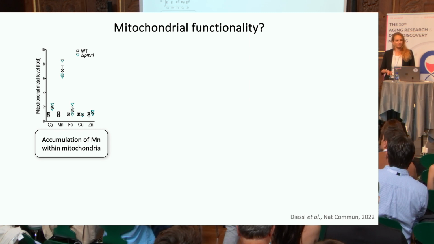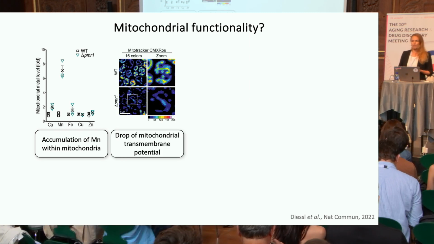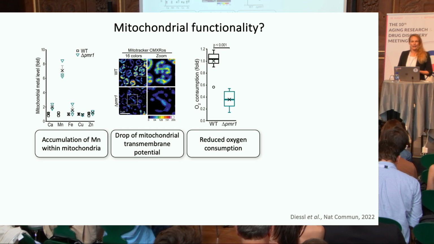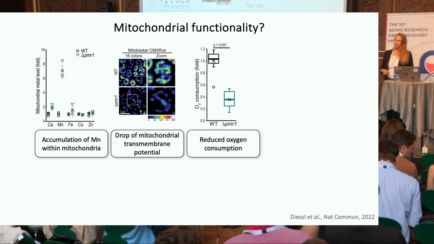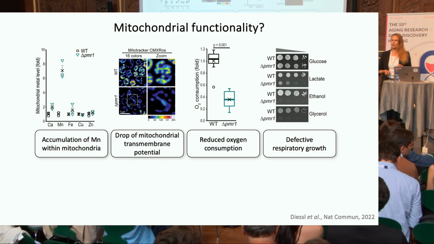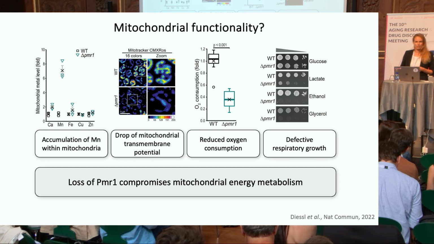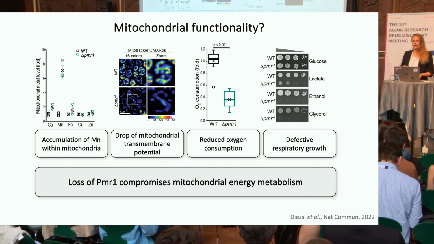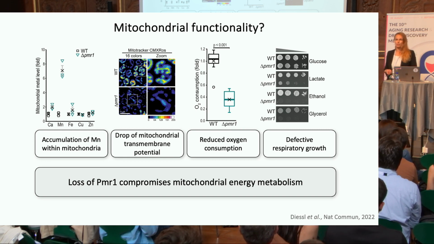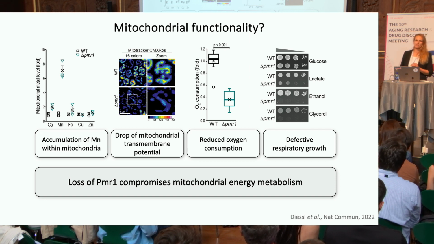within mitochondria. This was accompanied by a drop of mitochondrial transmembrane potential, reduced respiration measured as oxygen consumption, as well as the incapability of those cells to grow on media with only respiratory carbon sources, such as glycerol and ethanol. So yes, loss of PMR1 and the overaccumulation of manganese compromised mitochondrial energy metabolism. And I don't show the data here due to time limitation, but we actually had exactly the same findings when we treated our wild-type cells with high levels of manganese.